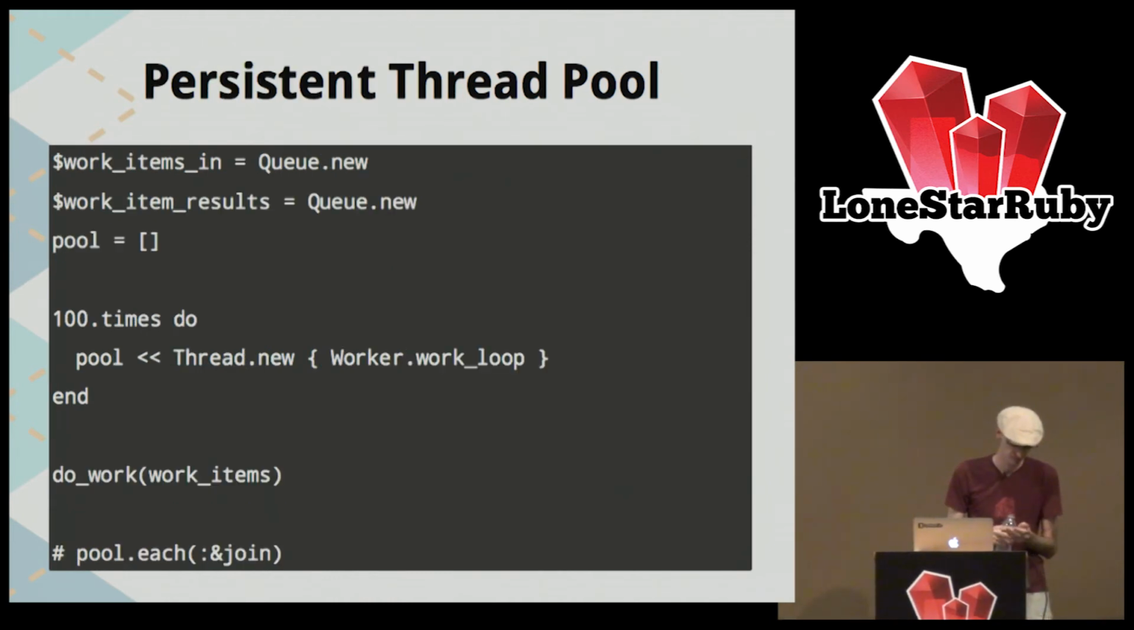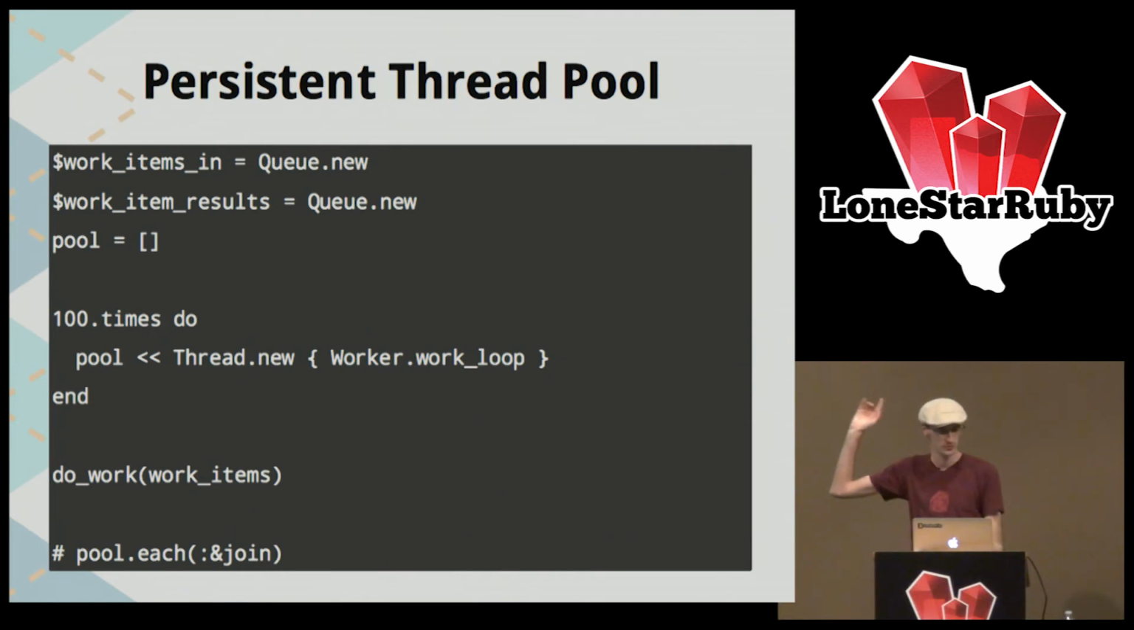persistent thread pools. The downside of a persistent thread pool is that you have to manage it a lot more. The upside is the thread pool hangs out and you send stuff to it and it stays for the life of the Ruby process. So there's going to be several slides of code here, and I will walk through them.